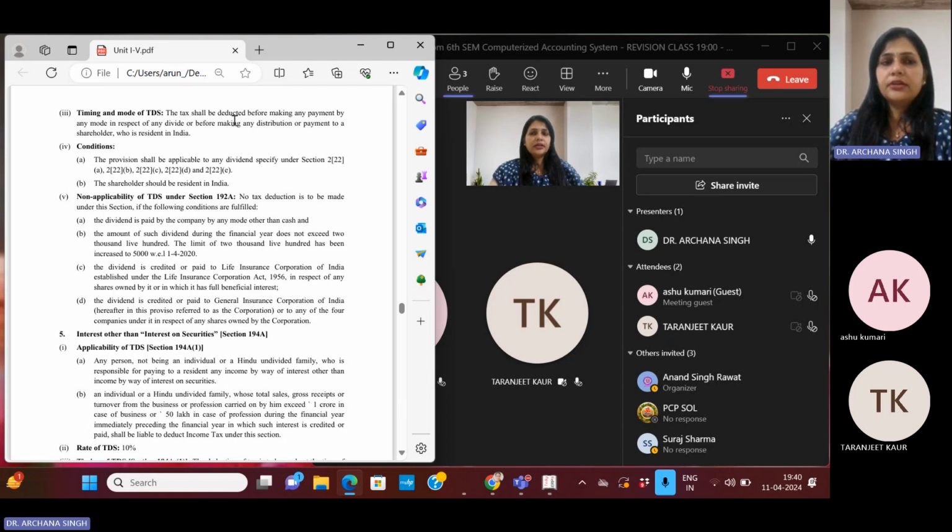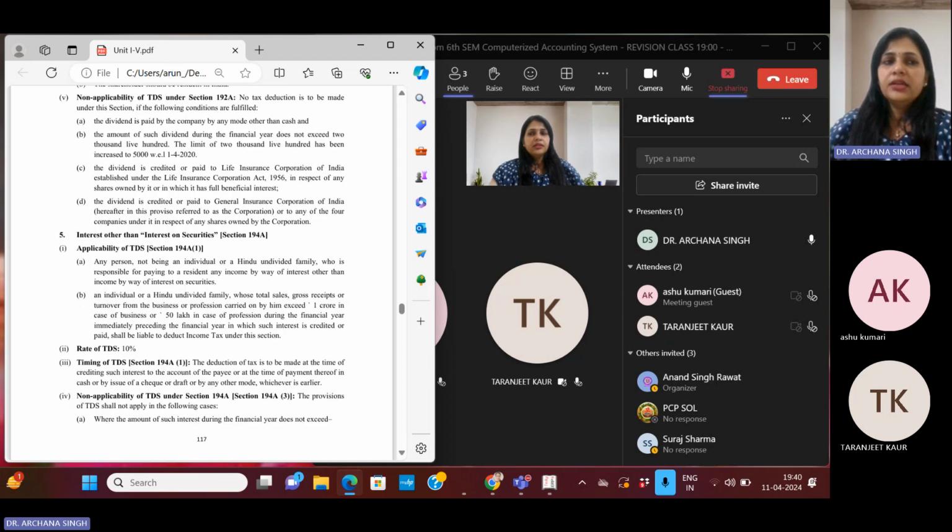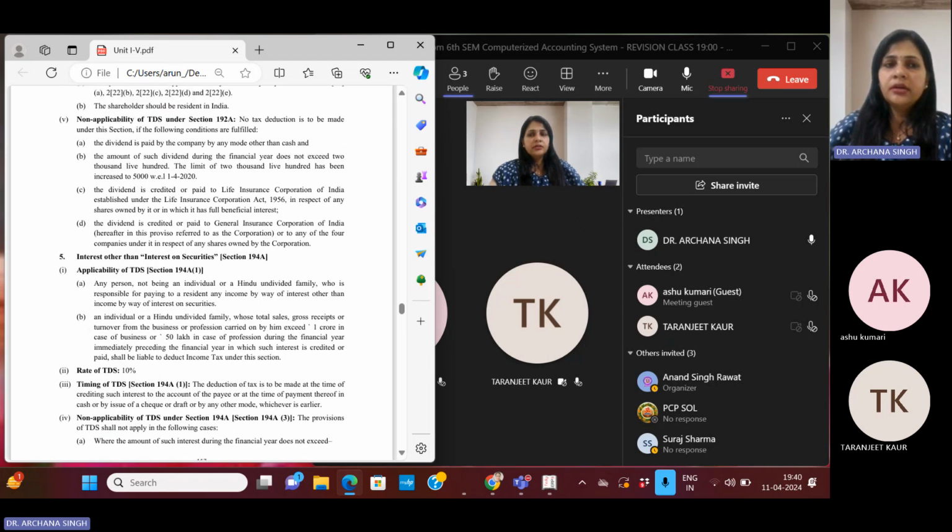Then timing and mode, I already told, कि जो TDS आप काटोगे वो before making payment to the shareholder. You have to cut the TDS in respect of any dividend or before making any distribution or payment to the shareholder. Then next is the non-applicability of TDS under section 192A. Okay, so no tax deduction is to be made under this section if the following conditions are fulfilled. अगर ये conditions followed होती हैं, तो there will be no deduction of TDS.